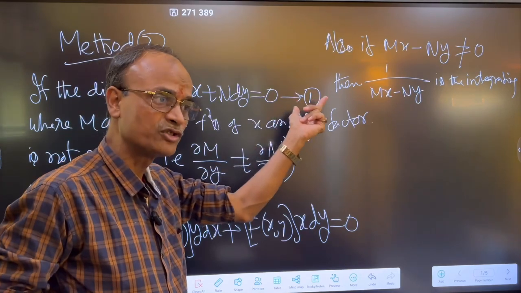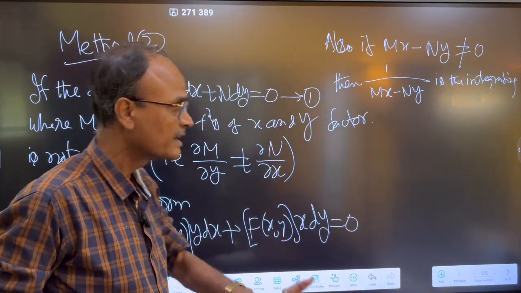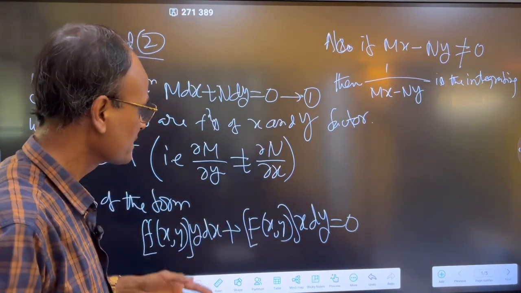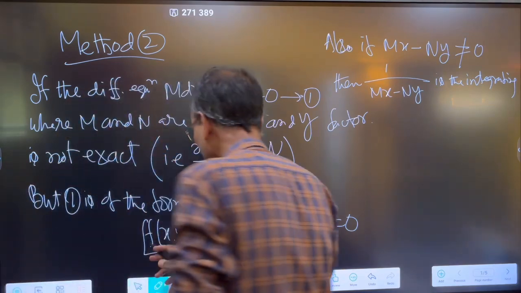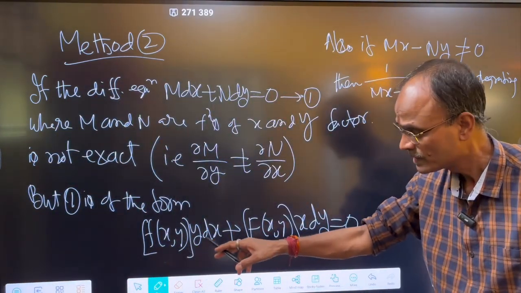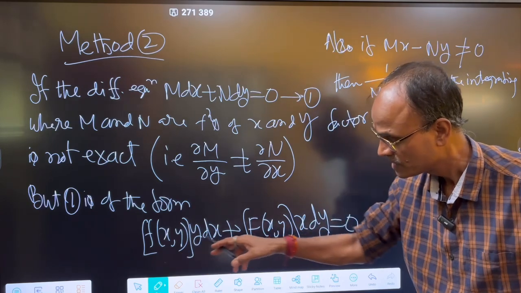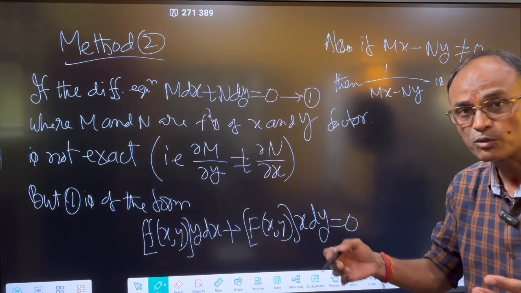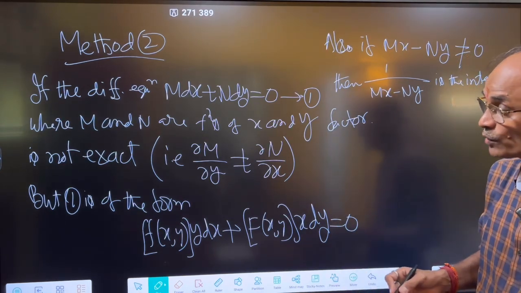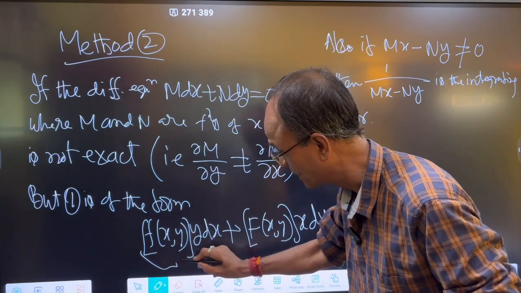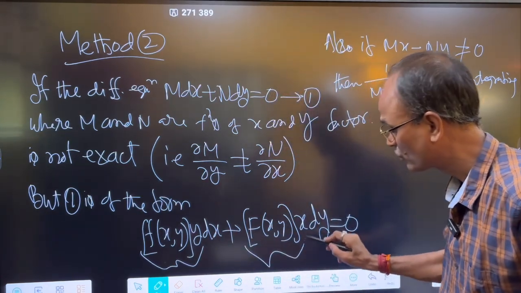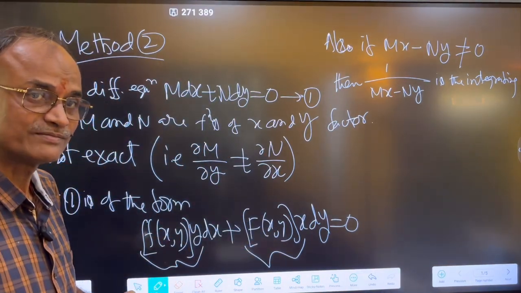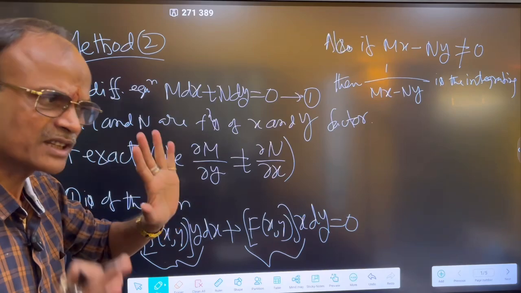Find that the differential equation is not exact. Why? Del M by del y is not equal to del N by del x. It is not exact, but it can be expressed in the form a function of xy, y taken common, dx plus another function of x and y, x dy equal to 0. If it is of this form, then you find M and N. If Mx minus Ny equal to 0, then this is not the integrating factor.